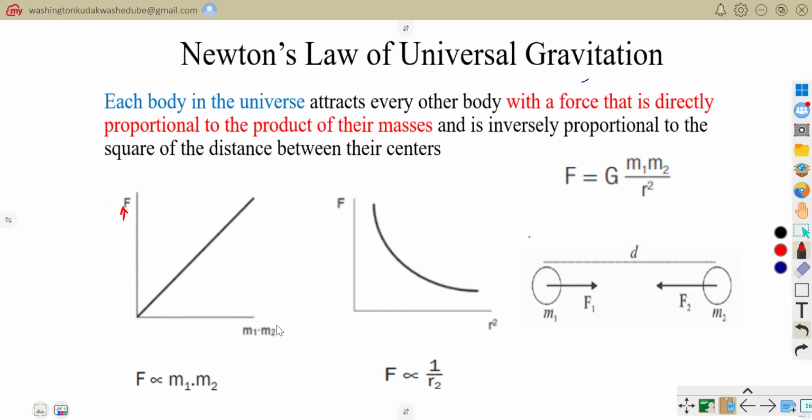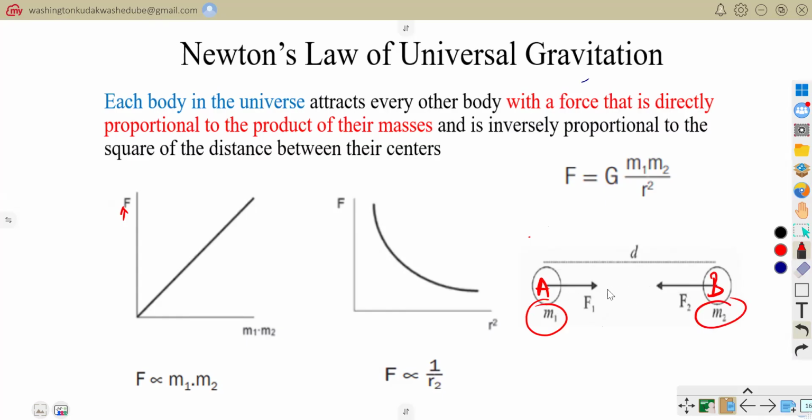However, the force of attraction is inversely proportional to the square of the distance in between the two centers. Meaning that the longer the distance, the smaller the force of attraction. So I've got a diagram that can help us picture what we are saying. We have got, let's say, body A and body B, where body A has got mass 1 and body B has got mass 2.